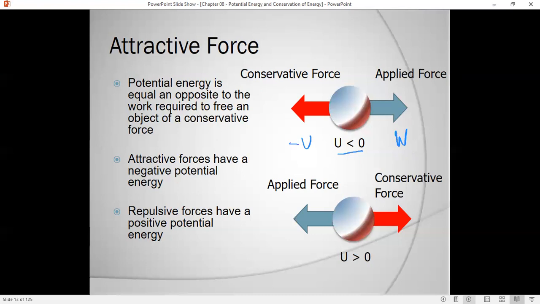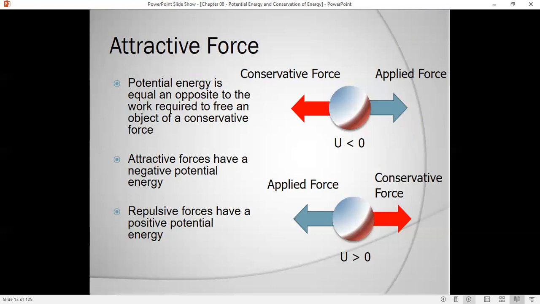So again, anytime we have an attractive force, it's going to be associated with a negative potential. And for gravity, since gravity is always attractive, when we use that formula, U equals negative G M1 M2 over R squared, we're always going to get a negative value.